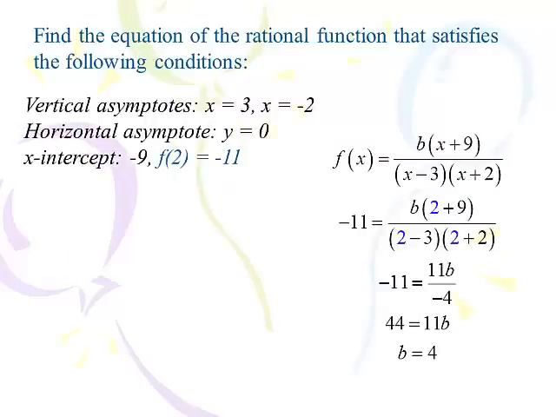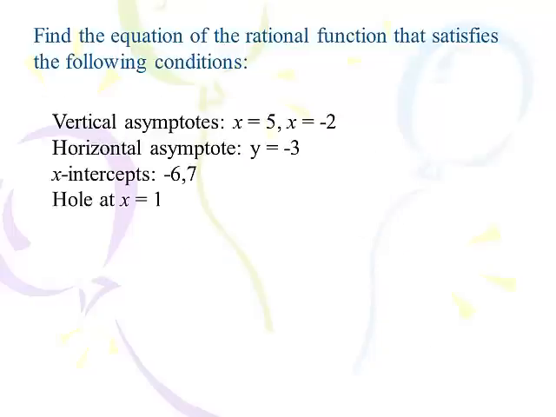Oh, yeah, I guess that's right. So we ended up with 11b over negative 4 equals negative 11. So I multiply by negative 4 and get 44 equals 11b. So b is 4. And that's all we were missing. We're ready to wrap this one up and move on to the next problem. And there you go. Vertical asymptotes on the bottom, x-intercept up top. We have a coefficient of 4 there. We have a horizontal asymptote of 0. If you let x be 2, it'll return negative 11. We got it. Let's move on.